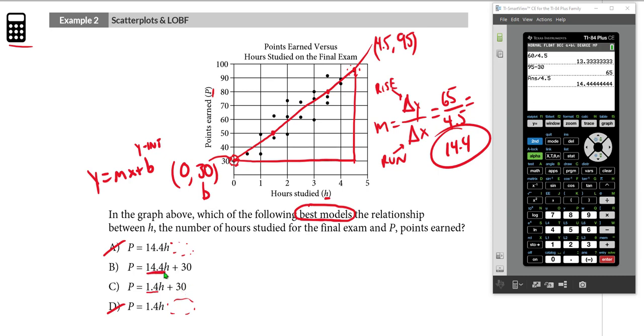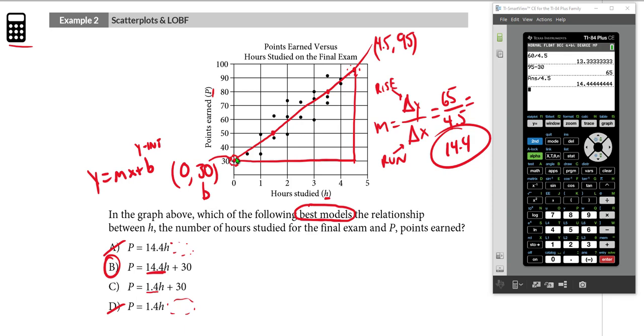Wow, that came out nicely. That's exactly this slope. So even if you were a little bit off, even if you did 96 or 4.4, you should still get something that is closest to the slope in answer choice B, which means that answer choice B is our best equation for the line of best fit.